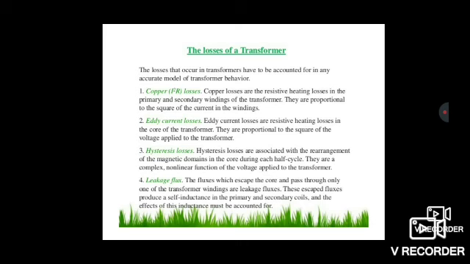Then eddy current loss. Eddy current losses are resistive heating losses in the core of the transformer. They are proportional to the square of the voltage applied to the transformer. And hysteresis loss. They are associated with the arrangement of the magnetic domains in the core during each half cycle. They are a complex nonlinear function of the voltage applied to the transformer. And finally leakage flux. The fluxes which escape the core and pass through only one of the transformer windings are leakage fluxes. These escaped fluxes produce a self-inductance in the primary and secondary coils, and the effects of the inductance must be accounted for.